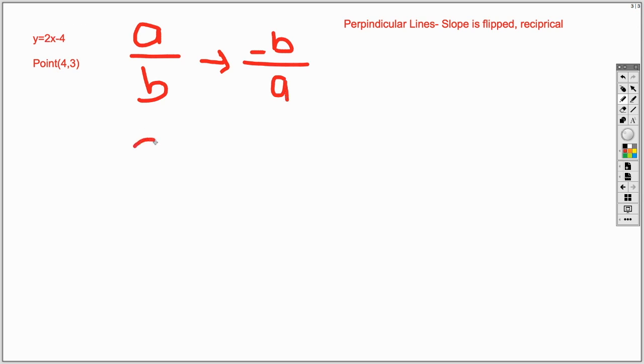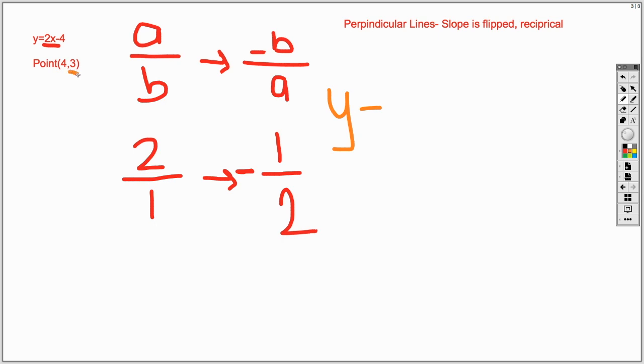So we would take the 2, right? Our original slope, our a, which could also be written 2 over 1. And we'd flip it, which would make it 1 over 2, and add our negative sign, which is negative 1 half. So once you have that slope flipped to negative 1 half, then you just do point slope form. So that would be y minus 3 equals negative 1 half times (x minus 4).